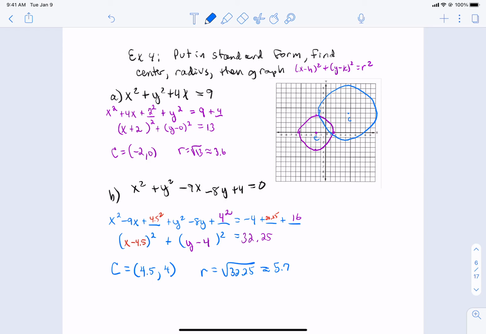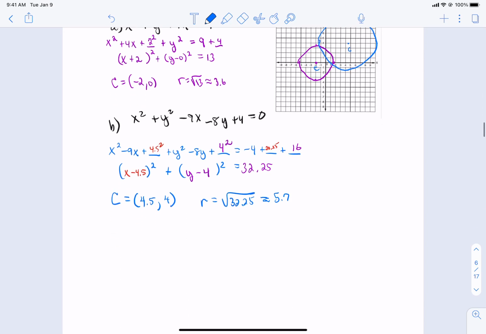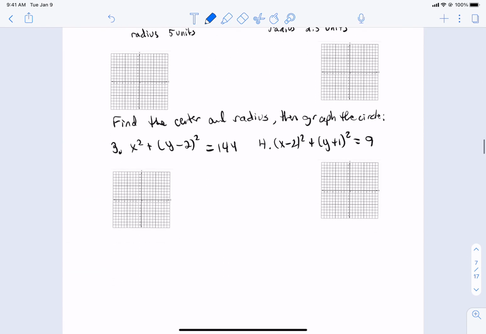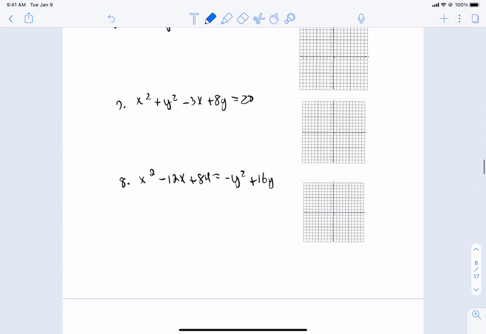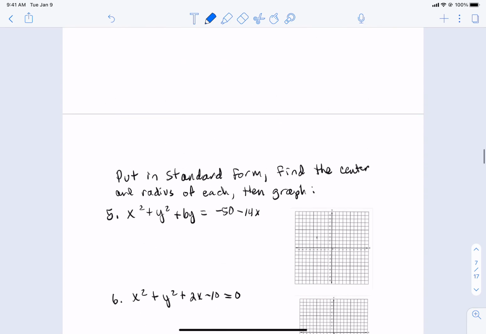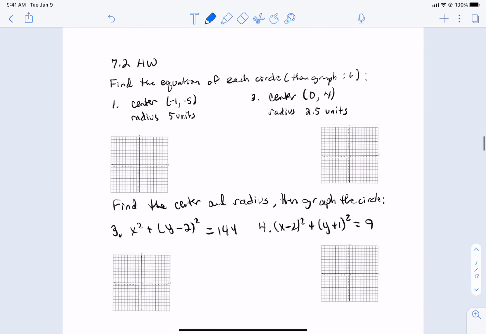Now let's take a look at your homework. Your homework has 8 problems on it. The first 4 are a little bit on the easier side because they have given you a center and the radius. Please give me the equation in standard form and tell me the center and the radius if they didn't already do so, and then graph each one of these.